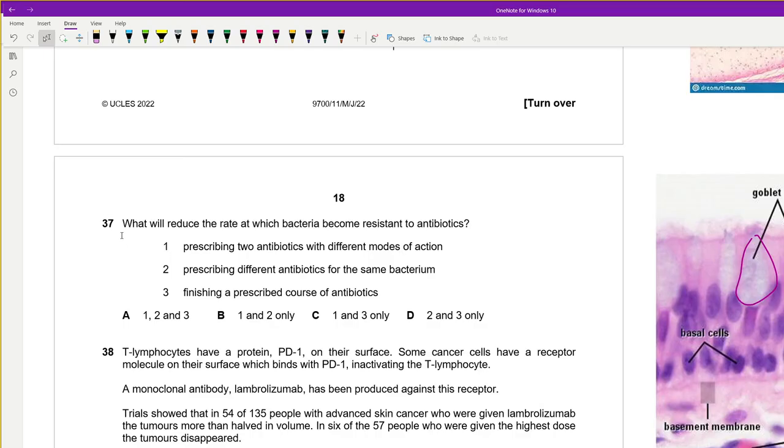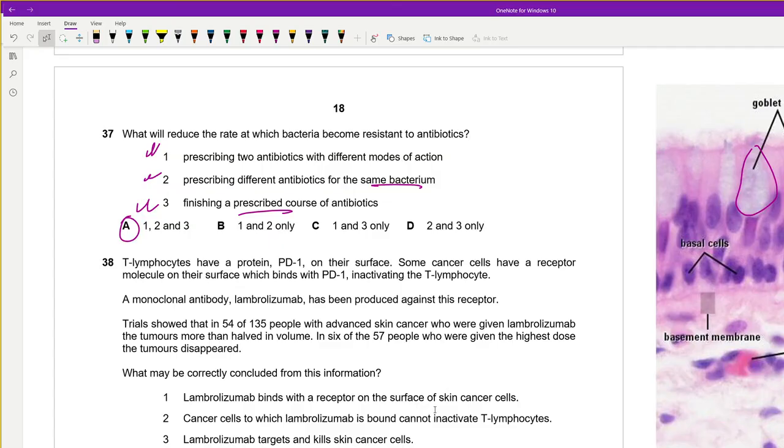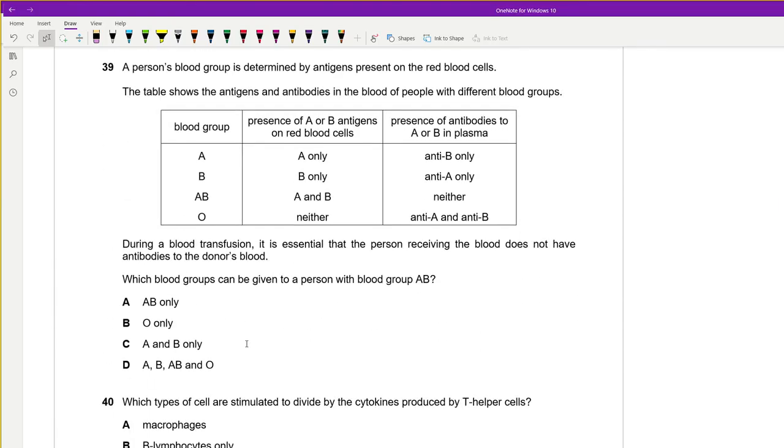37. What will reduce the rate at which bacteria become resistant to antibiotics? Prescribing two antibiotics with different modes of action. That is true, so we can be more confident that the bacteria die. Finishing a prescribed course. True. Prescribing different antibiotics for the same bacterium. True. If you keep on prescribing the same antibiotic, the bacteria will get more exposure to that and might develop resistance.